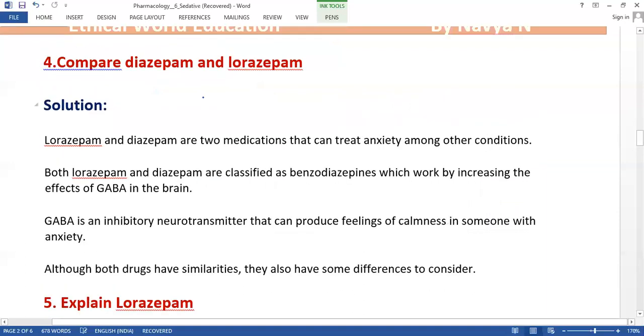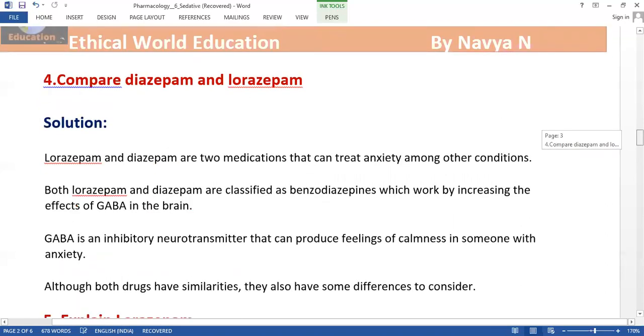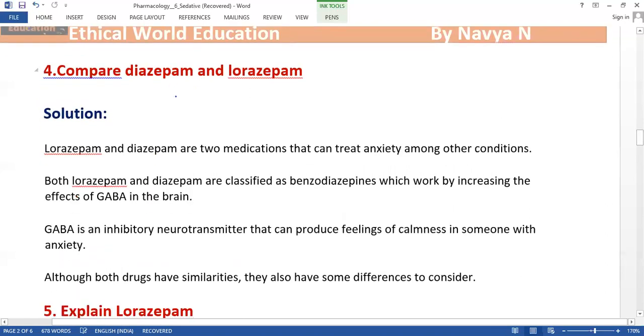So here there are two categories. Let us know them one by one. There is diazepam and lorazepam. These are the two drugs that come under the sedative hypnotics group of drugs. These two drugs, diazepam and lorazepam, are the two medications used to treat anxiety among other conditions.